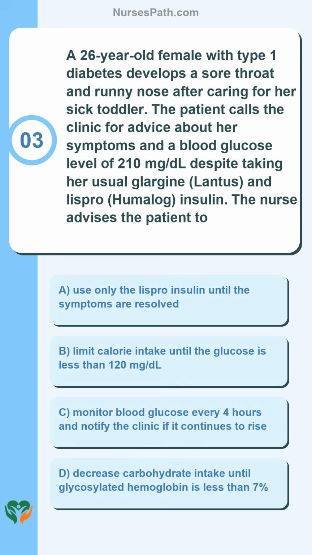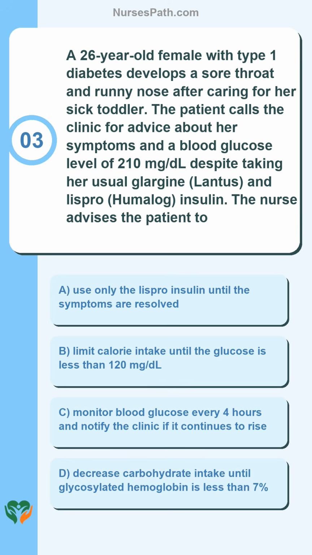Question 3. A 26-year-old female with type 1 diabetes develops a sore throat and runny nose after caring for her sick toddler. The patient calls the clinic for advice about her symptoms and a blood glucose level of 210 mg per deciliter despite taking her usual Glargine (Lantus) and Lispro (Humalog) insulin. A. The nurse advises the patient to use only the Lispro insulin until the symptoms are resolved.